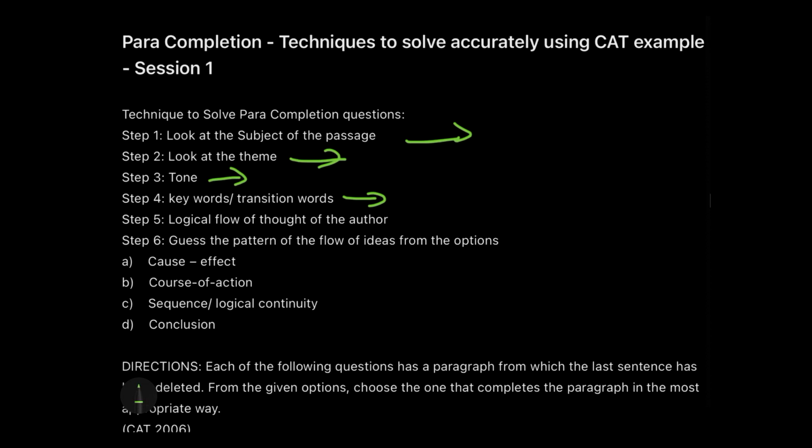So this sequencing will help you to identify not only the flow of the passage, but also the next upcoming line. And lastly, we have the logical flow or the thought of the author. So yes, we have to visually draw the logical flow of the ideas in the passage. Just like in the para jumbles, using this technique, we found out which line will come after what. Here also we will be finding out which will be the last line.